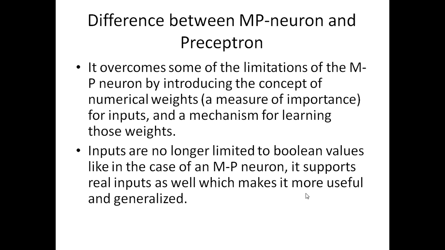So what are the differences between the MP neuron and the perceptron? We have already discussed that it overcomes some of the limitations of the MP neuron by introducing the concept of numerical weights. In the case of the MP neuron, there was no concept of weight, or even if we put weights, they are fixed weights, say 1. All the inputs have the same weights in that case. But here we have numerical weights, and they are adjustable. Second, inputs are no longer limited to Boolean values. In MP neurons, all the inputs were in Boolean format. But now in the perceptron, the inputs could be non-Boolean as well. So these are the two differences between the MP neuron and the perceptron: one is the concept of adjustable weights, and the other is the Boolean inputs.